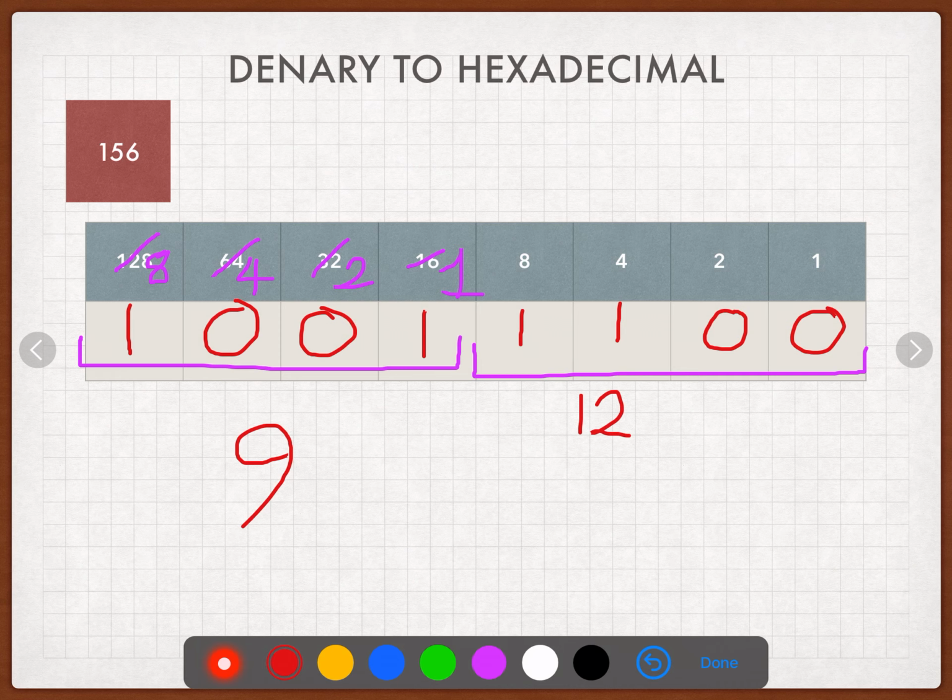As I've already explained, we can't write 12 in hexadecimal. We write it as a letter. So recall that 10 is A, 11 would be B, meaning that 12 is written as C. To get our final answer, we simply put the two together. We don't add them, we put them together to get 9C.